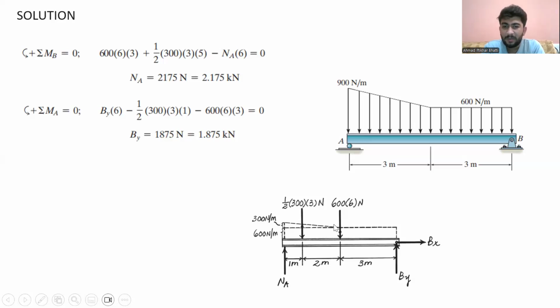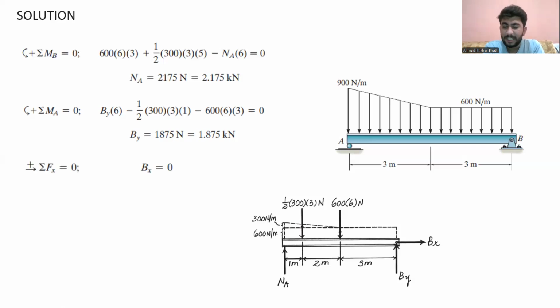And you see, these two forces are moving in the clockwise direction, so they are negative. So we get the vertical upward reaction force at point B, which is 1.875 kilonewtons.